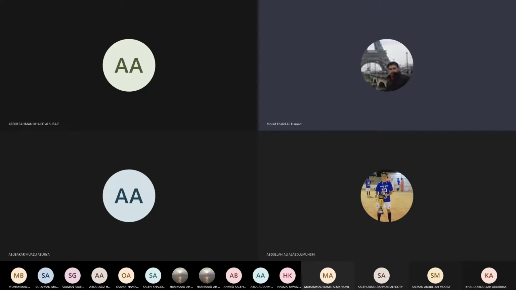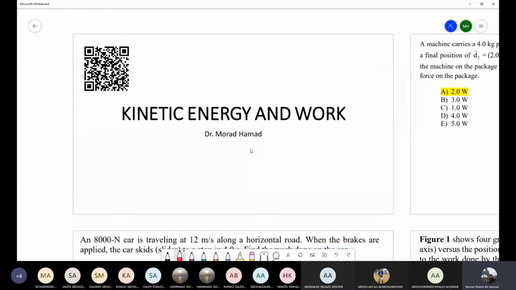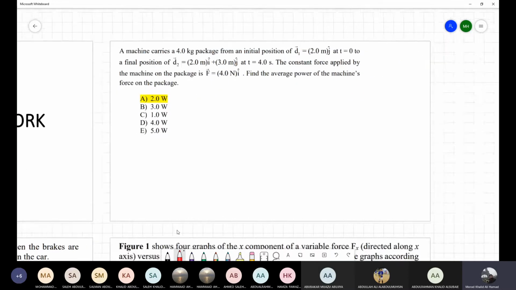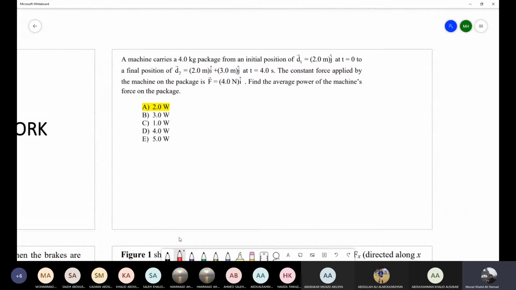Today we will talk about chapter 7, which is about kinetic energy and work. As we agreed previously, I will start solving questions, each question with a new idea, and we will discuss the concept during the questions. I assume you already studied this chapter and you know all the concepts. If you have any question, please interrupt me and ask me directly.